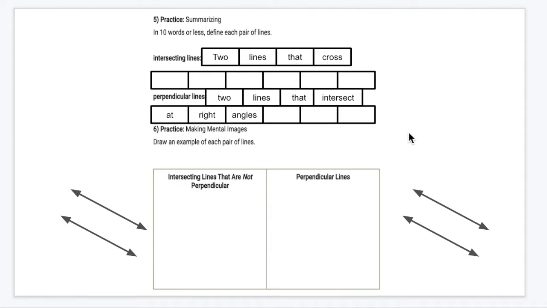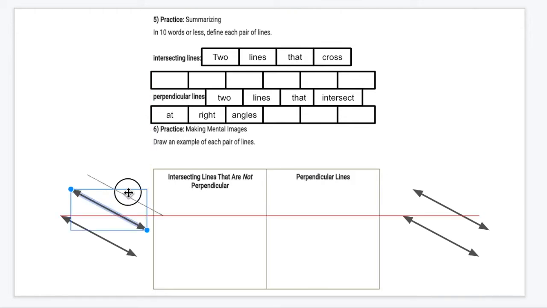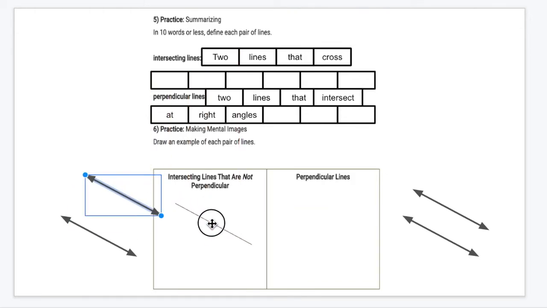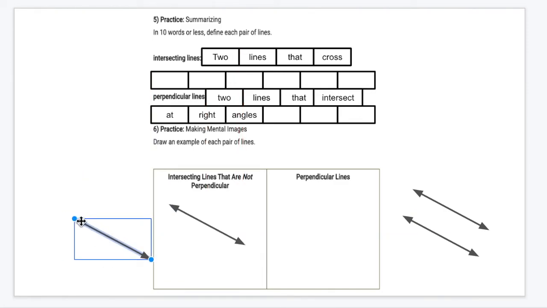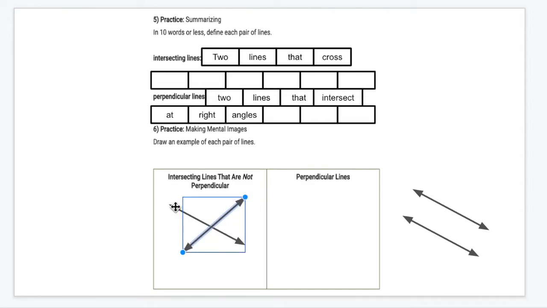Okay, so let's actually draw an example of each pair of lines. On your study guide, you actually have these lines already drawn for you, but then you just have to manipulate them. So I'm going to draw intersecting lines that are not perpendicular. So I have one line here, and then I'm going to turn it around, and there we go. These two lines are intersecting, right? And they're not perpendicular because I did not make it so that their intersection angles form right angles. These are kind of skewed angles. This looks like an acute angle, this looks like an obtuse angle. So these are intersecting lines that are not perpendicular.